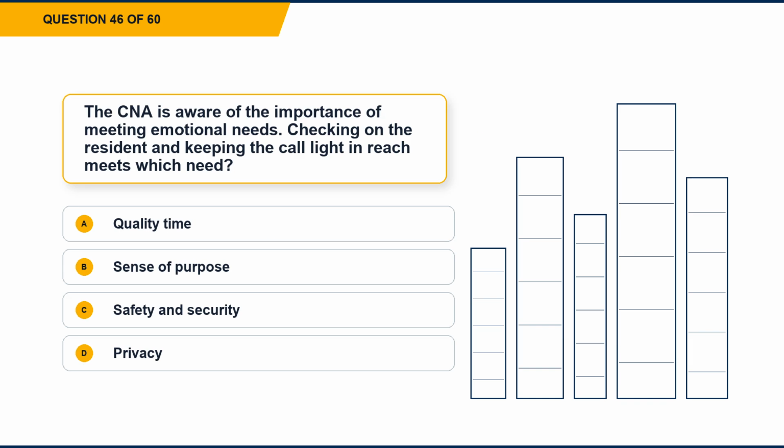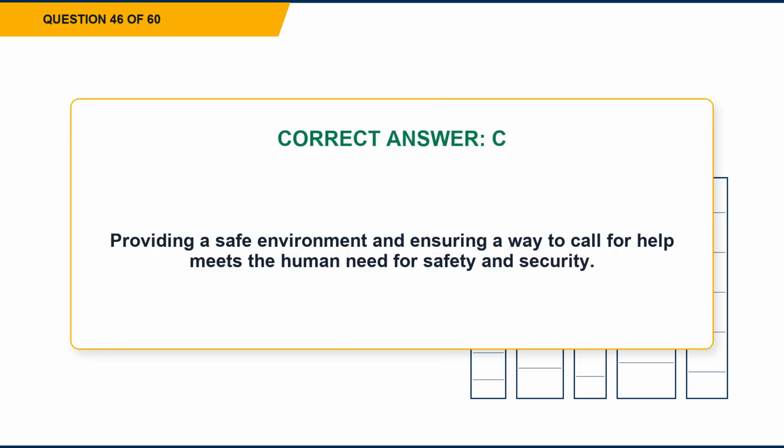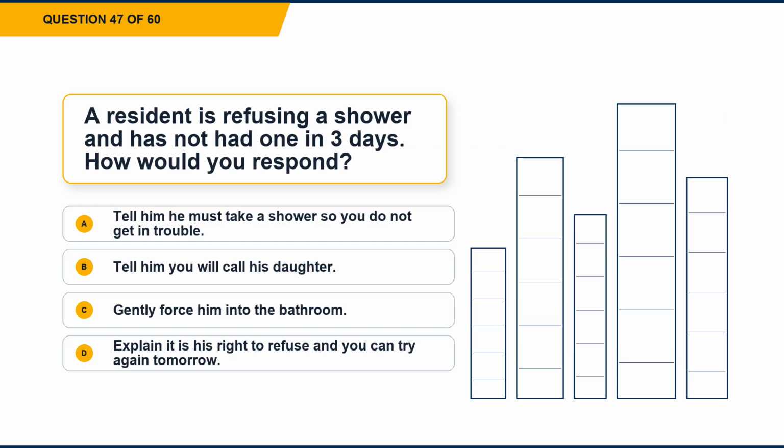Question 46. The CNA is aware of the importance of meeting emotional needs. Checking on the resident and keeping the call light within reach meets which need? Option A. Quality time. Option B. Sense of purpose. Option C. Safety and security. Option D. Privacy. The correct answer is option C. Safety and security. Explanation. Providing a safe environment and ensuring a way to call for help meets the human need for safety and security.